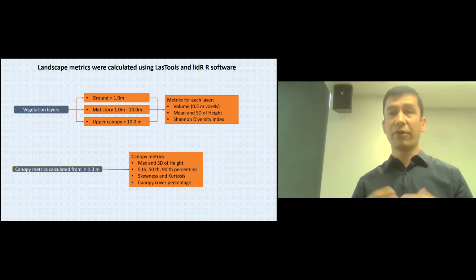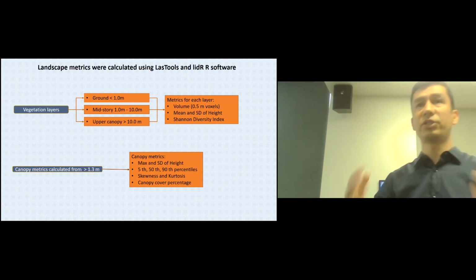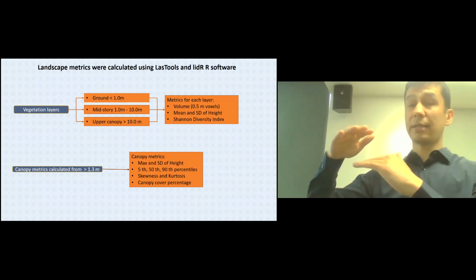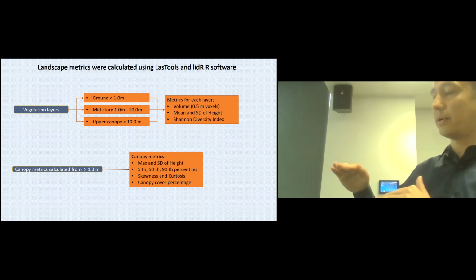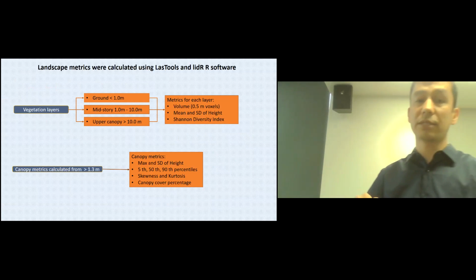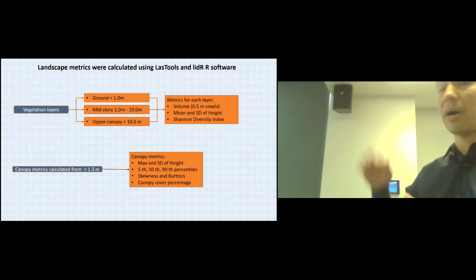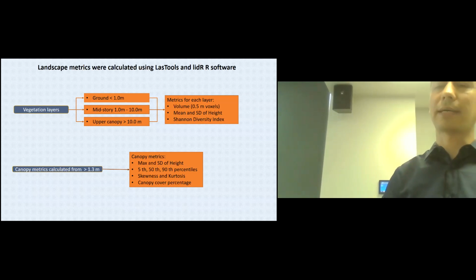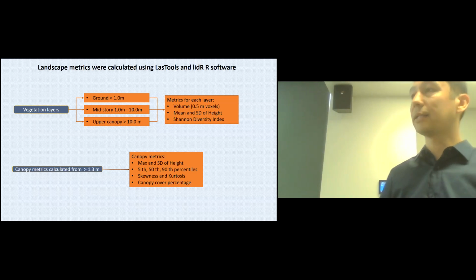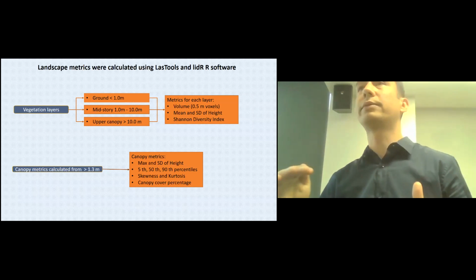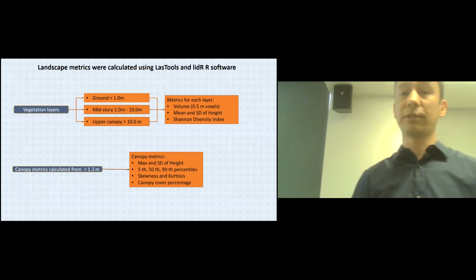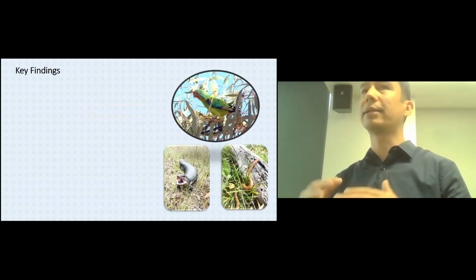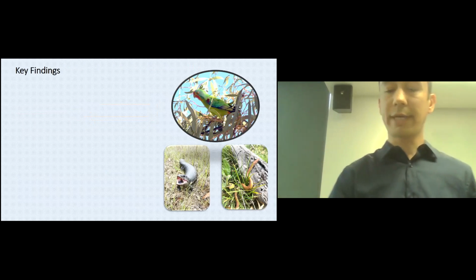Then we extracted 37 variables, which show the vegetation structure. We first stratified the landscape into different layers. Ground layer is up to 1 meter, then mid-story 1 to 10 meters, then upper canopy above 10 meters. So we calculated vegetation volume and different height metrics like maximum height, mean height, or percentiles, and Shannon diversity indexes, which show the diversity in the vegetation structure. Then we did some statistical analysis to compare the metrics derived from both sensor data.